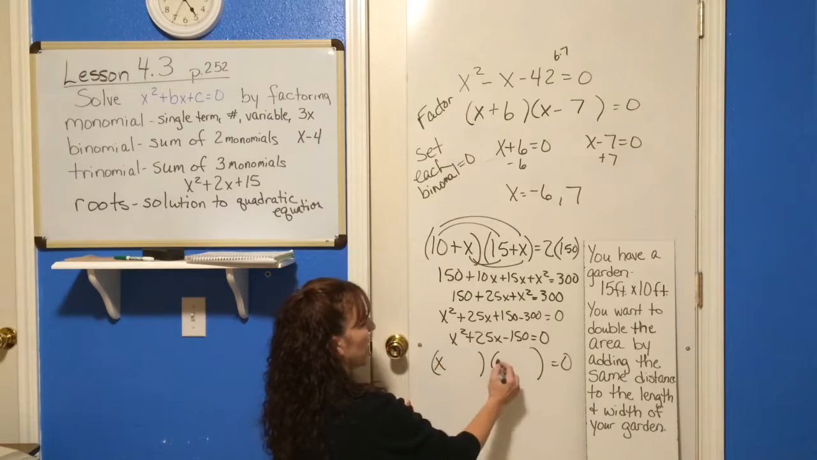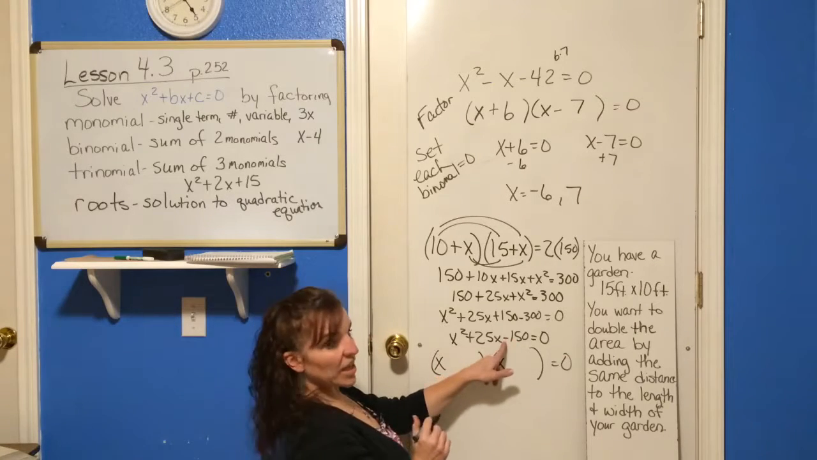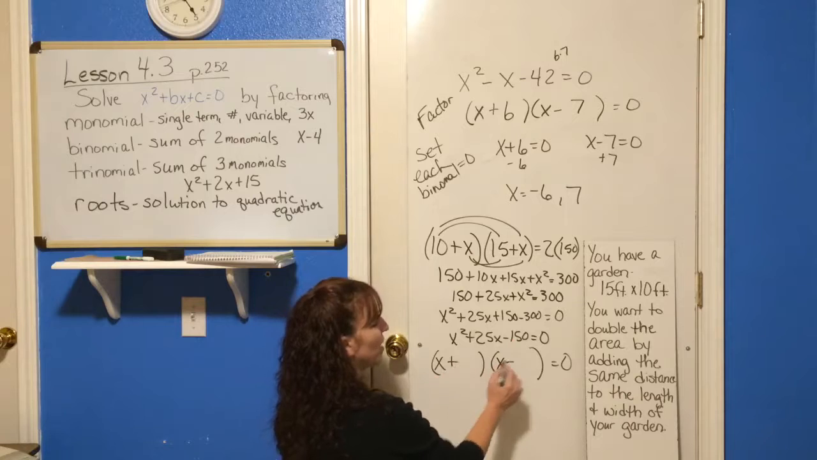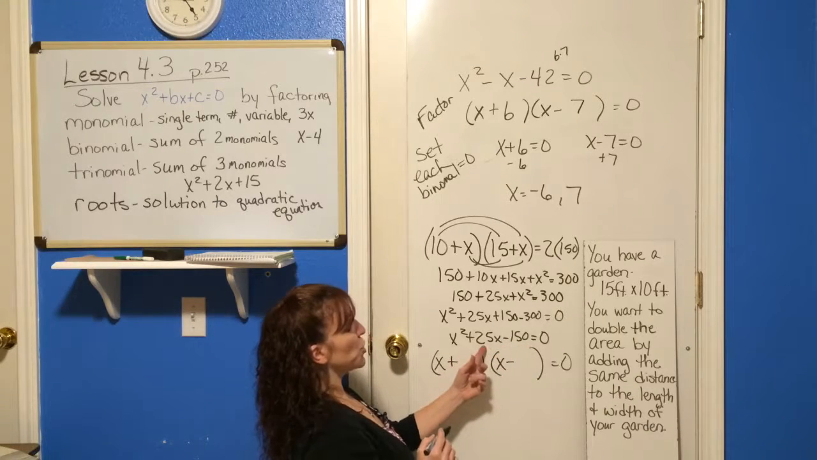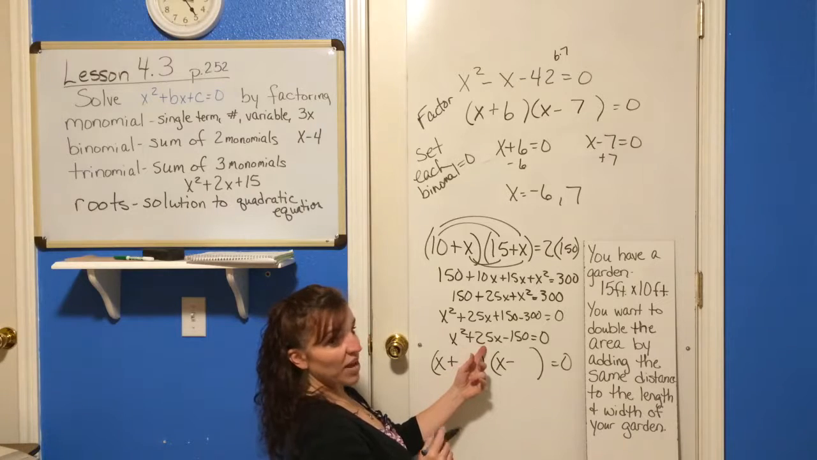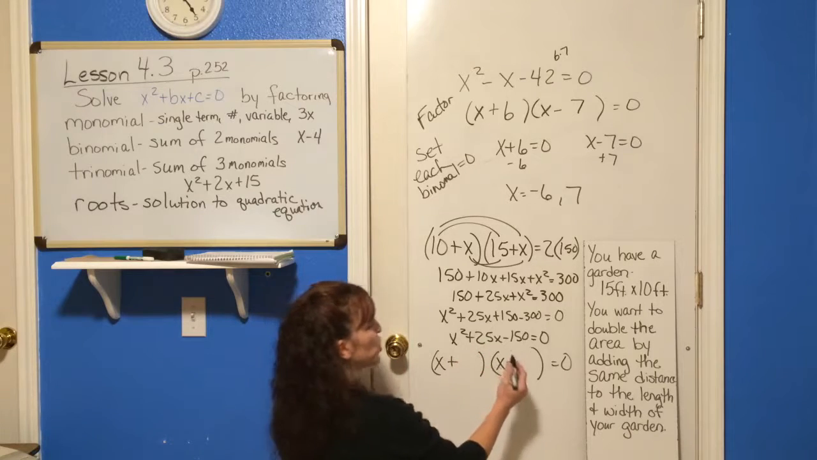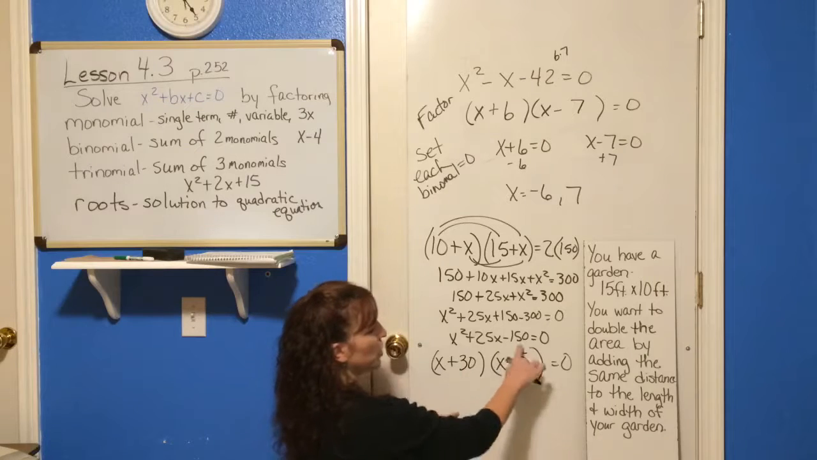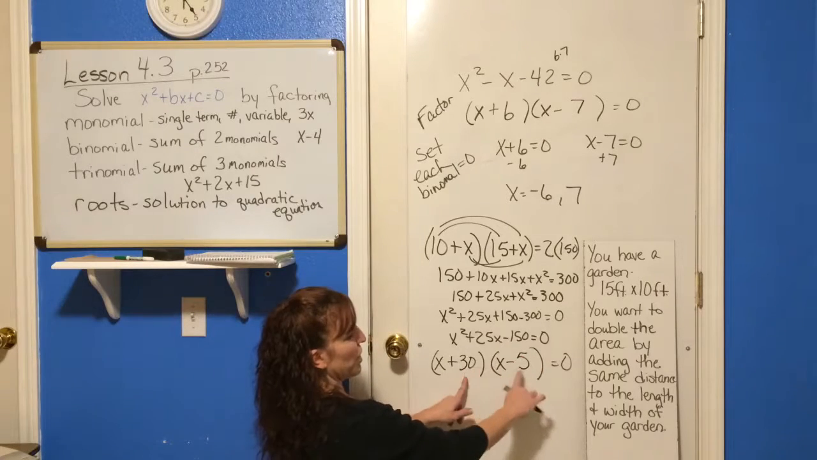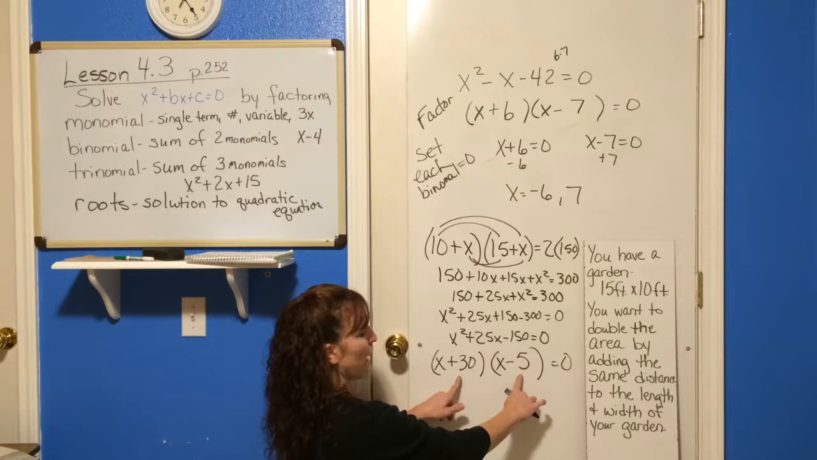Here we go. x times x is x squared. You want to be a negative number, so you're going to have one positive and one negative. You want to multiply to get 150, but you want to add together to get 25. So hopefully you turned it off and did those numbers on your own. If you took 30 times 5, you would get 150, and 30 minus 5 is your 25. So there's your two binomials.